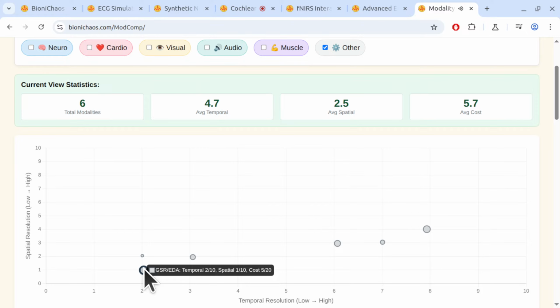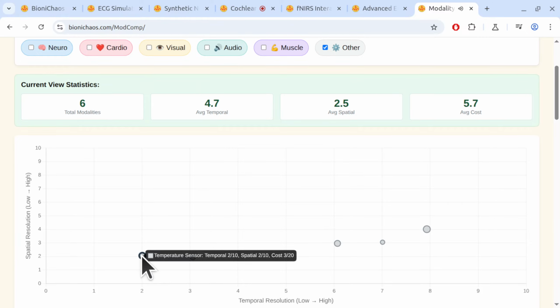And finally, the absolute rock bottom cheapest sensor on the entire chart. The temperature sensor. 2 temporal, 2 spatial, cost 3 out of 20. The humble thermometer. Yeah. Seems basic, right? But absolutely essential in so many applications, from medical to environmental monitoring. Sometimes the simplest data point is the most critical. It really puts it all in perspective.